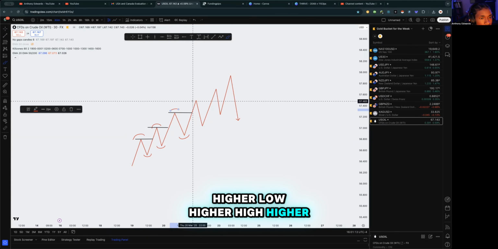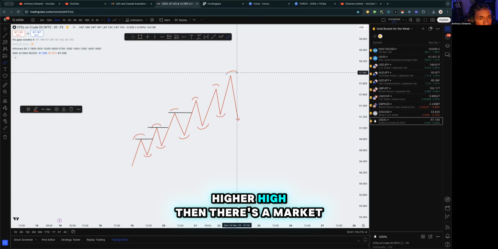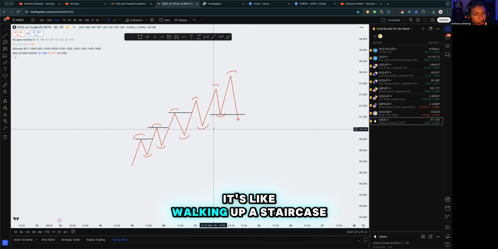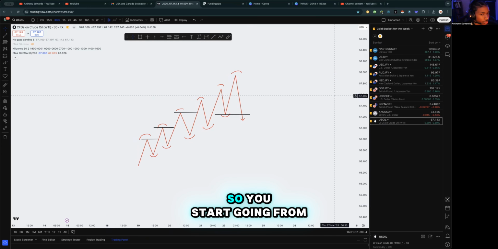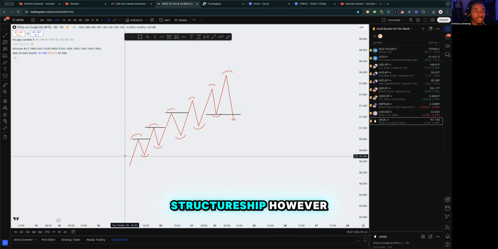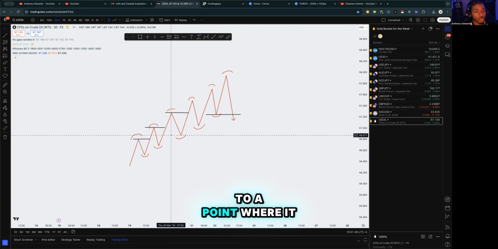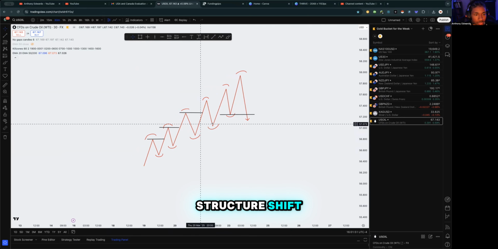Higher low, higher high, higher low, higher high. Then there's a market structure shift. It's like walking up a staircase and then the staircase ends up being invalid. So you start going from an uptrend into a downtrend. That's what creates the market structure shift. However, the break of structure, you can see it's still in a continuation pattern moving up until it gets to a point where it starts bringing you down. That's when it becomes a market structure shift.